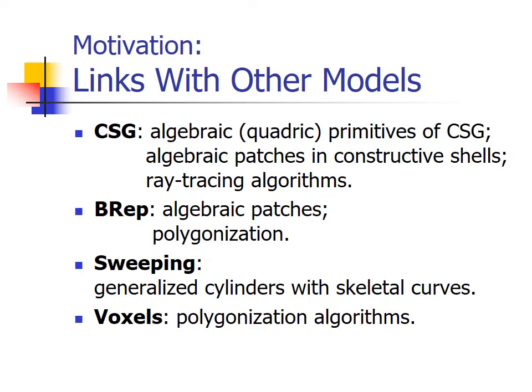Function representation has the following links with constructive solid geometry. It uses algebraic primitives of CSG and algebraic patches in constructive shells. Also, the same ray tracing algorithms are used for rendering. Link with boundary representation is using the same algebraic patches in modeling, and algorithms of polygonization which translate FRep models to BRep models. Link with sweeping is generalized cylinders with skeletal curves, which are used as primitives in 3D modeling. And link with voxels is polygonization algorithms, which translate FRep models to the voxel representation.